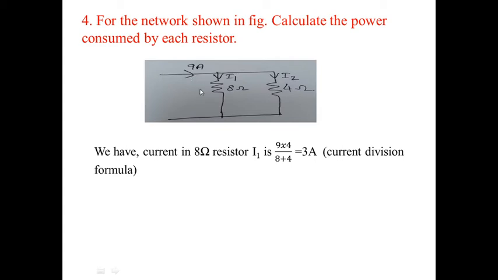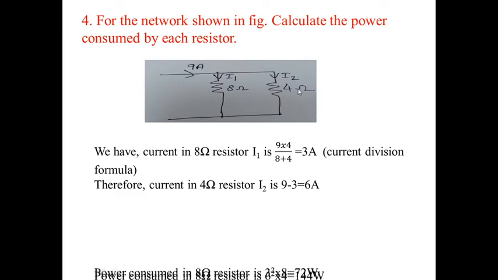So the main current into the resistance of the other branch, 4 ohm, divided by the total resistance, 8 plus 4 ohms. When you solve this, you will get 3 amps. So according to the current division formula, the current flowing through the 8 ohm resistance, I1, is 3 amps. Therefore, the current in the 4 ohm resistance: the total current is 9 amps, the current I1 is 3 amps, so the difference is 9 minus 3, that is 6 amps. 6 amps is the current flowing at I2.